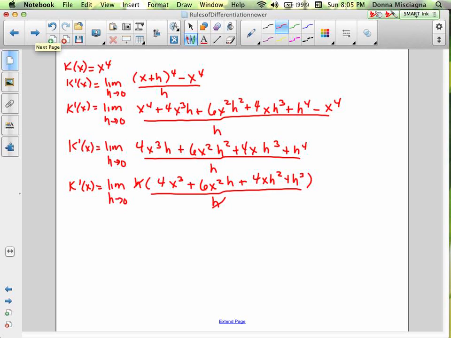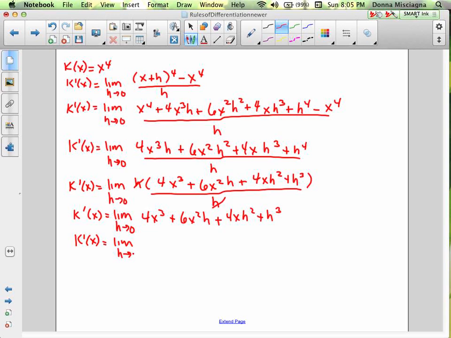So now we have the limit. We have k prime of x is the limit as h approaches 0. We're left with 4x cubed plus 6x squared h plus 4xh squared plus h cubed. And then k prime of x equals the limit as h approaches, oops, excuse me, I'm done with h, the limit. We're plugging in. There's nothing more to do.